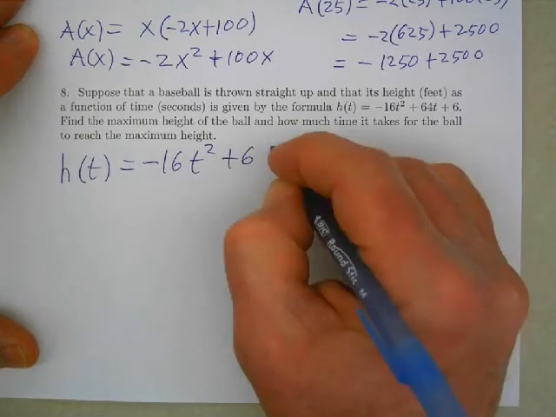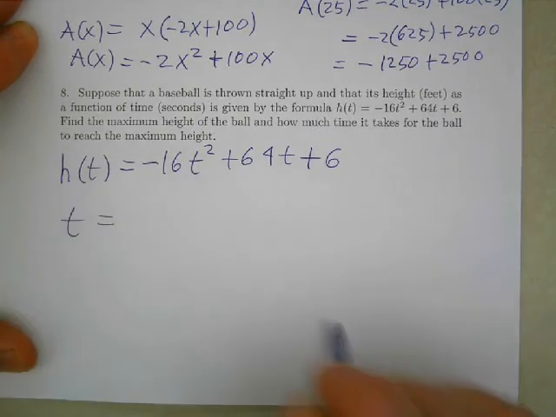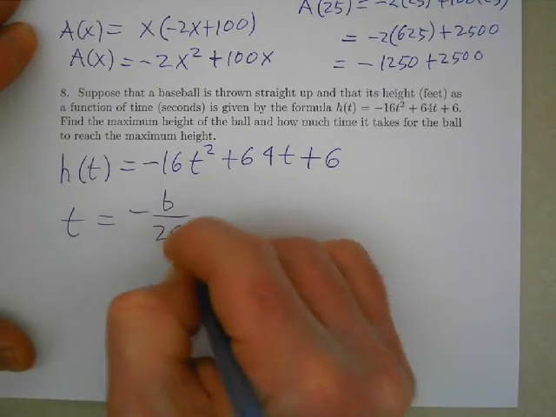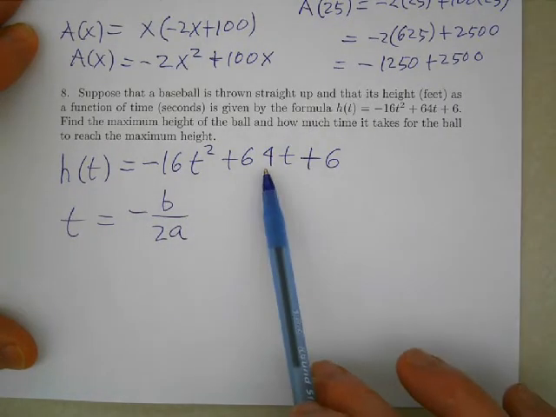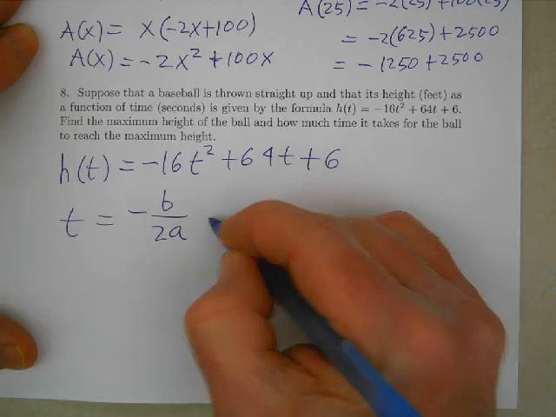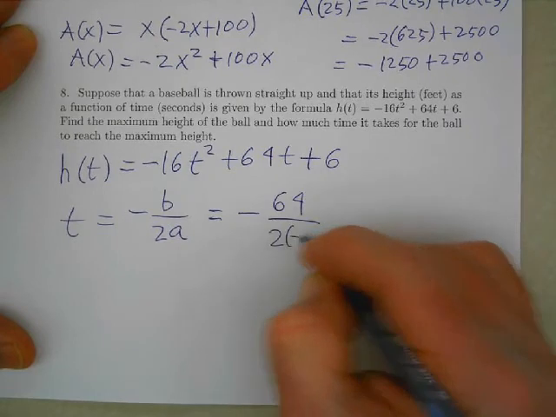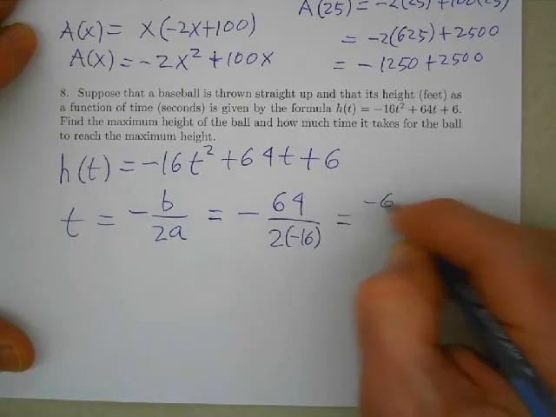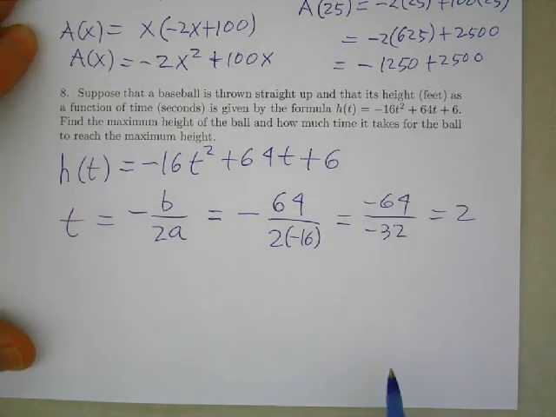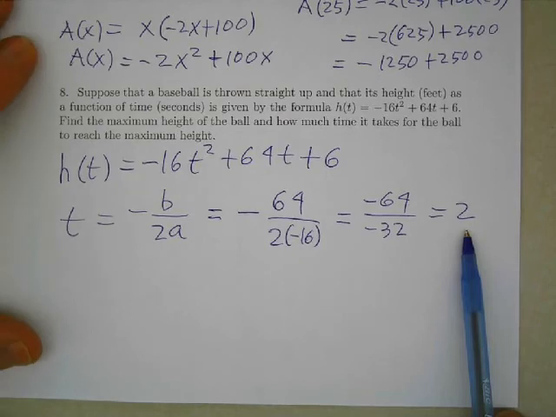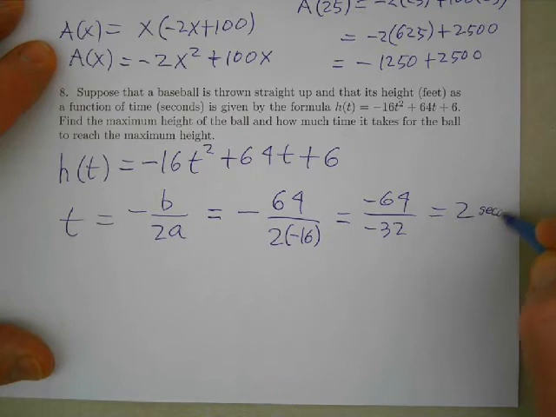Okay, well, this is another quadratic function with a leading coefficient that's negative, so it does have a maximum height or a maximum value, and the maximum value occurs when t equals negative b over 2a. For this function, a is negative 16 and b is positive 64. So the negative of 64 divided by 2 times negative 16 is negative 64 divided by negative 32, which is positive 2. So 2 seconds after the ball is thrown upward, it reaches its maximum height. That's measured in seconds.